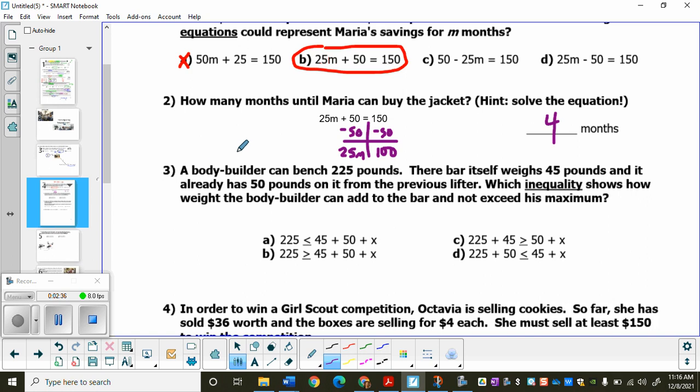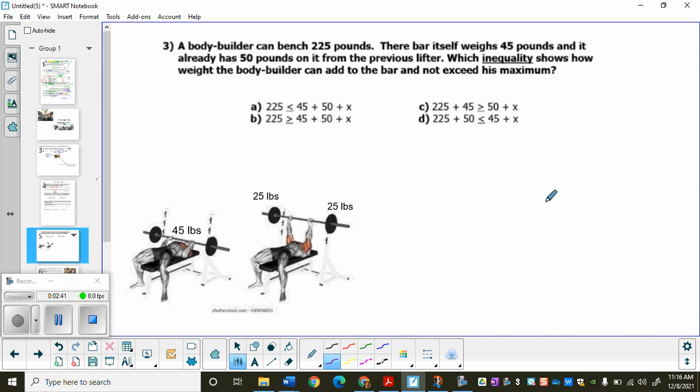So a bodybuilder can bench 225 pounds. I'm just going to move this to a new slide. I've got a little graphic here to show you what bench pressing looks like. So a bodybuilder can bench 225 pounds. Awesome, that's a good amount that they can bench.